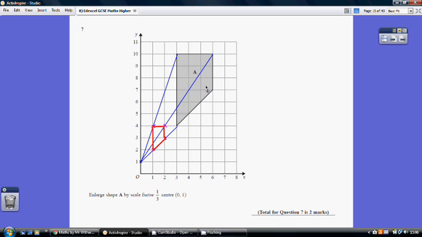So just work your way around all the points and in terms of how far along and how far up from the centre of enlargement, not the origin, from the centre of enlargement, just divide each of those by 3 and you will get that shape there in red, and that is a third of the size, and it is a third as far away from there as this shape.